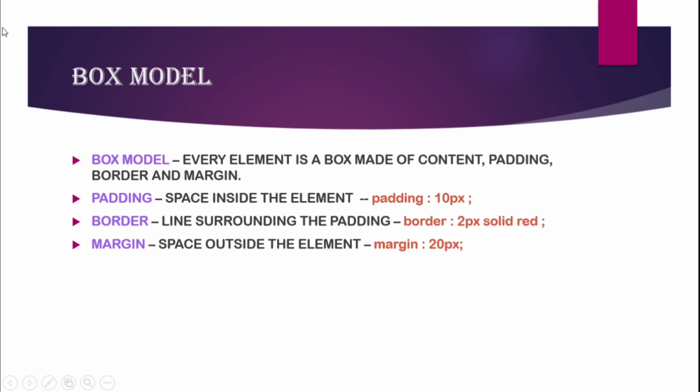So these four values, that is the content, padding, border and margin, will specify the box model. That is nothing but every element is a box. That box consists of what? It consists of content, padding, border and margin. And this is how the syntax is added: padding 10 pixel, border 2 pixel solid red, margin 20 pixel. Then we can go to the next one.